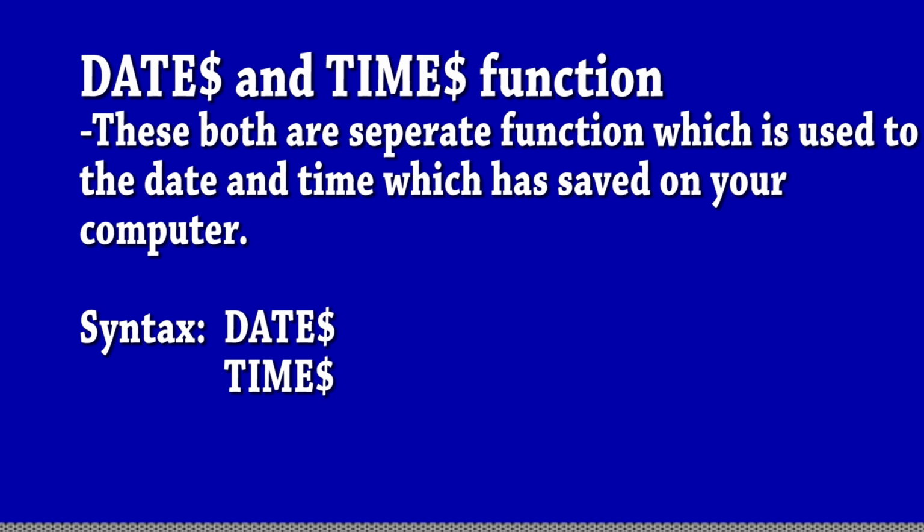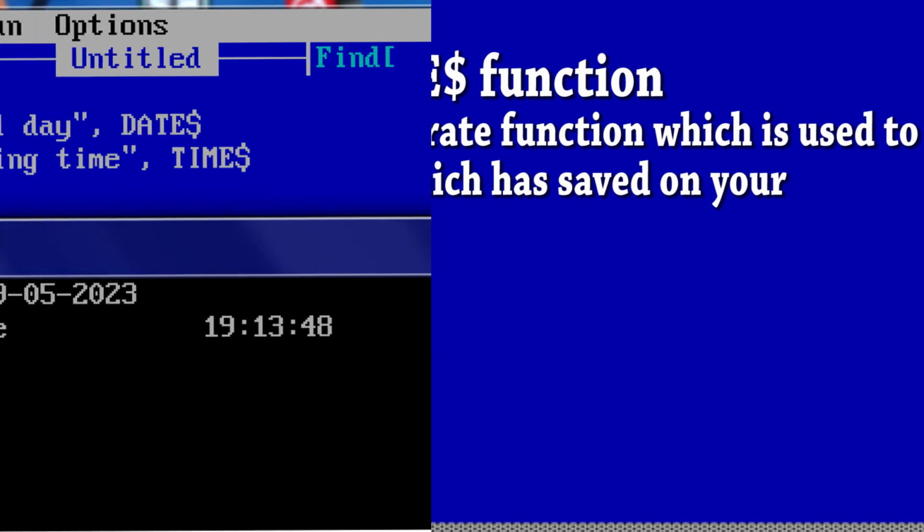Now another is the date dollar and time dollar functions. These are two separate functions used for date and time, which are saved on your computer. If you give date dollar, it gives the date of your computer. If you put time dollar, it shows the time of your computer. You can see the example here.